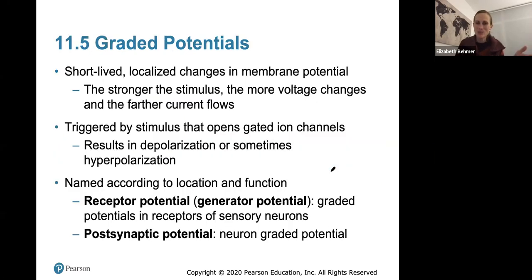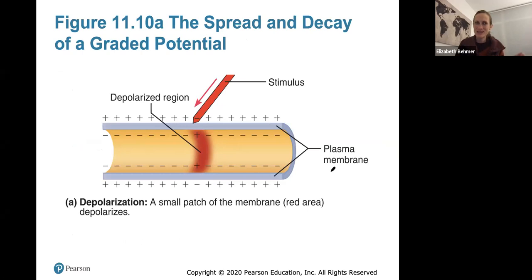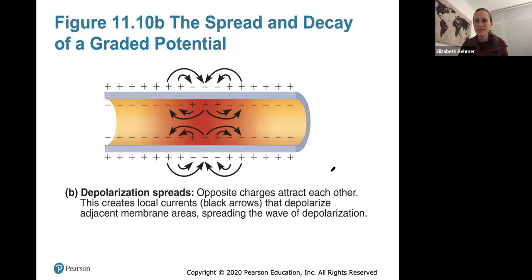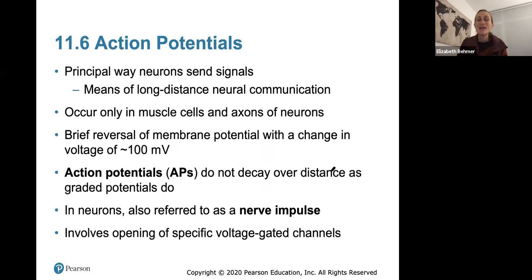So I'm going to pass over these graded potential slides because I want to focus on action potentials. But a graded potential is a stimulus applied to a neuron in a local, one specific location, and it doesn't spread very far, so it's short-lived. It can go in opposite directions and it decays quickly. But an action potential is the principal way that your neurons send signals, and I'm going to just briefly introduce action potentials, and then I will pause and finish up a recording of this, a part 2 to chapter 11, and I'll post that tomorrow.